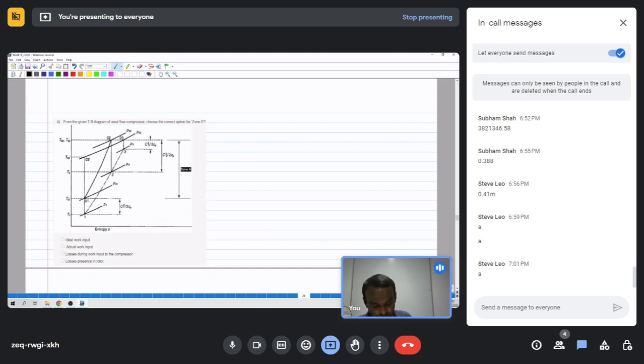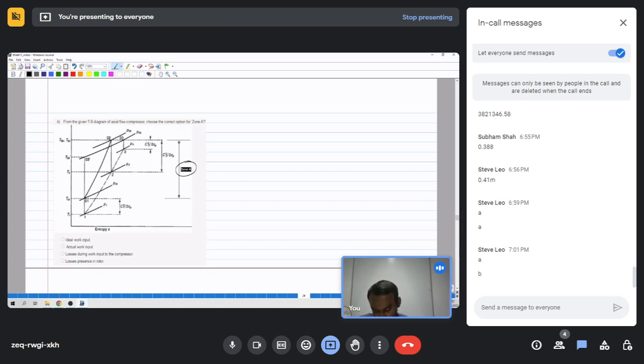So this is the TS diagram, and we are asked to find the zone A. Zone A is: ideal work input, actual work input, losses during work input to the compressor, or losses in the presence of rotor. Zone A is from this to this, that is from T01 to T03.